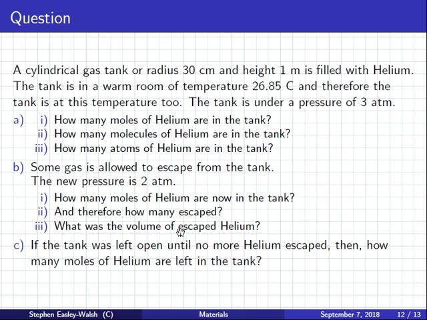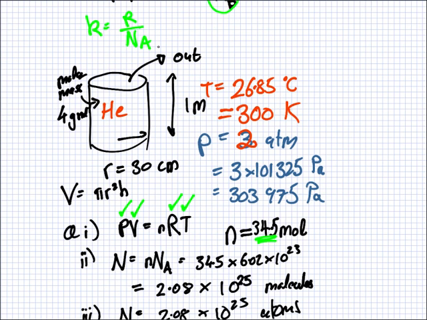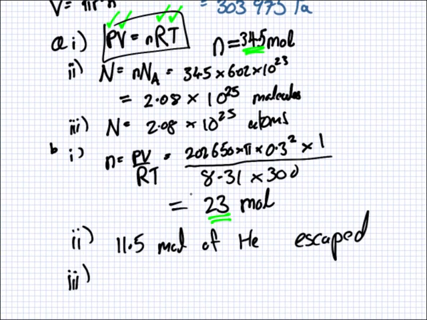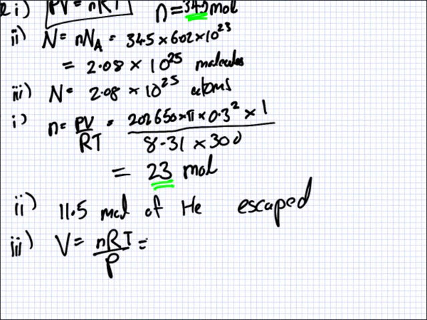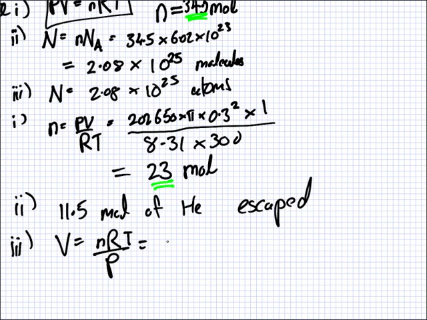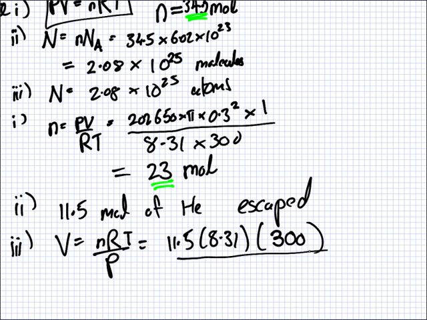What was the volume of the escaped helium? So, the helium that came out, I want its volume. Again, I can use this formula. V equals NRT over P. Now, wait, Ben, wait. What's the N? What's the R? 8.31. What's the T? 300. Because the room is at 300. And what's the P? It's normal pressure. One atmosphere. 101.325.